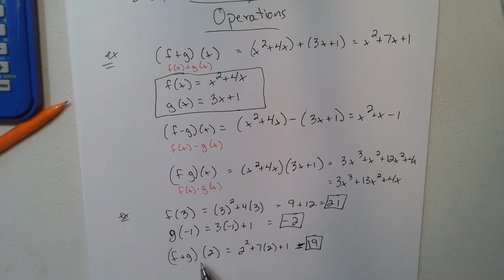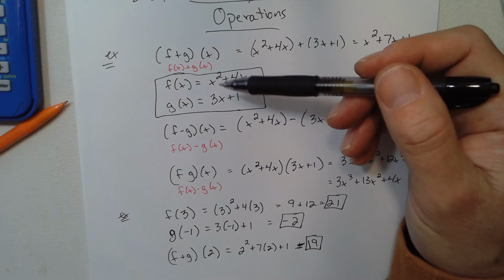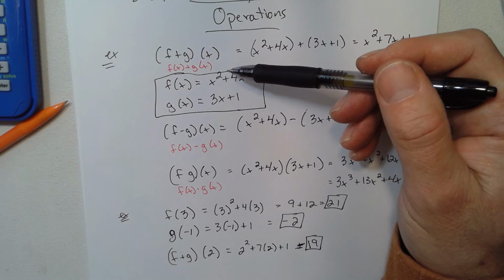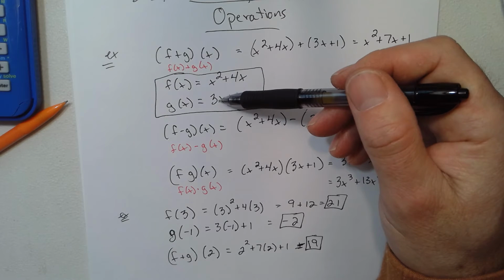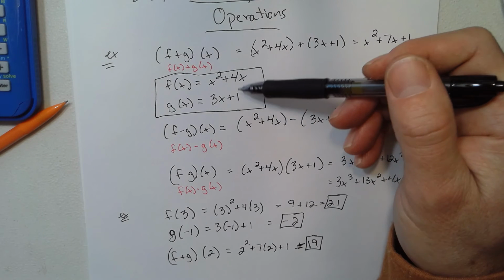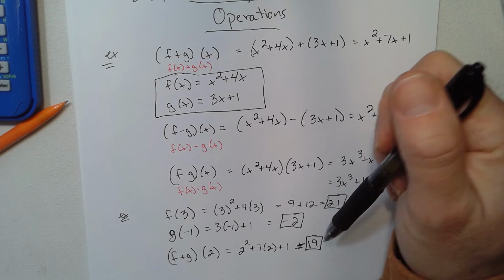So again, we could have figured out f of 2 and then g of 2 and added them together. Notice if I plug 2 in here, I get 4 plus 8, 12. If I plug 2 in here, I get 7. 12 plus 7 is 19. We get the same answer.